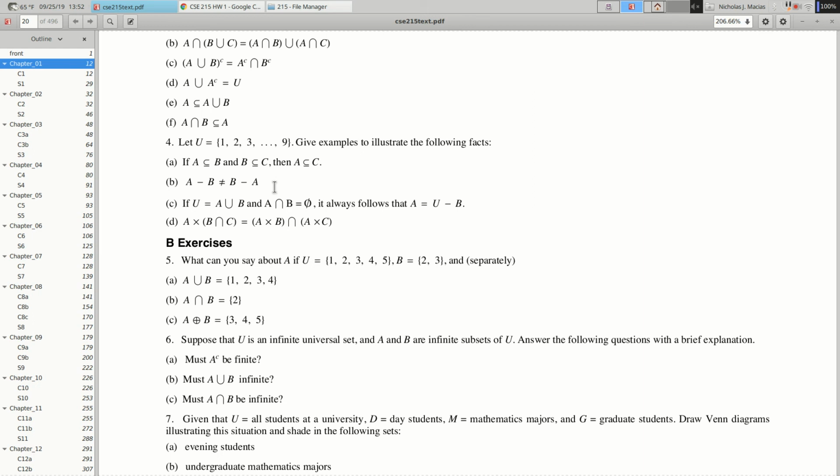Or in question part A, if A is a subset of B and B is a subset of C, then A is a subset of C. Give an example to prove that. Let A be the set blah blah blah, let B be the set blah blah blah, let C be the set blah blah blah. And then state for the reader, A is a subset of B. And state for the reader B is a subset of C, and then state A is a subset of C.